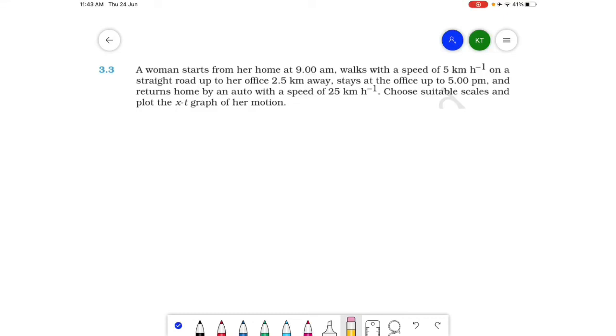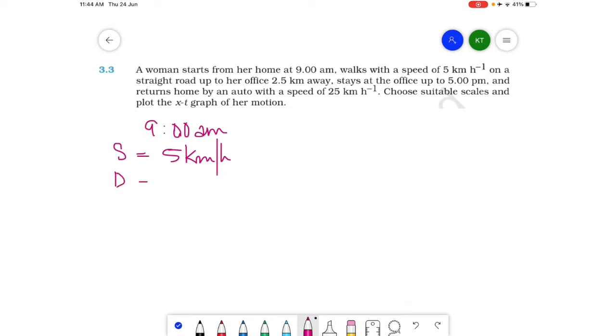Let's solve exercise 3.3. Let's read the question. A woman starts from her home at 9 a.m., walks with a speed of 5 km per hour on a straight road up to her office 2.5 km away. So she starts a journey at 9 a.m. Her speed is 5 km per hour, on a straight road up to her office 2.5 km away.